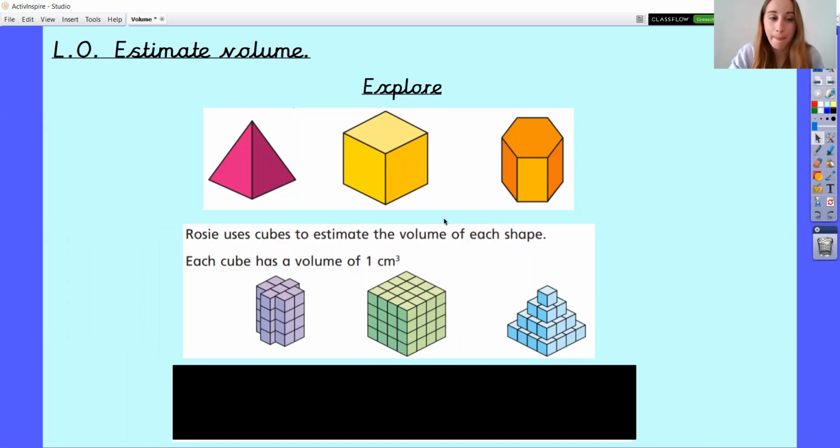So here's one way. Rosie, I don't know who Rosie is, but she's had a go at estimating the volume of these shapes, and she's used some cubes to help her do that. So have a look at the pictures of what Rosie's done. You can imagine she might have used little multi-link or maybe cube shaped Lego. Have a look at what she's made. Each of the cubes she's used has a volume of 1 centimeter cubed, okay? And think about how that's going to help her to estimate the volume of those shapes.